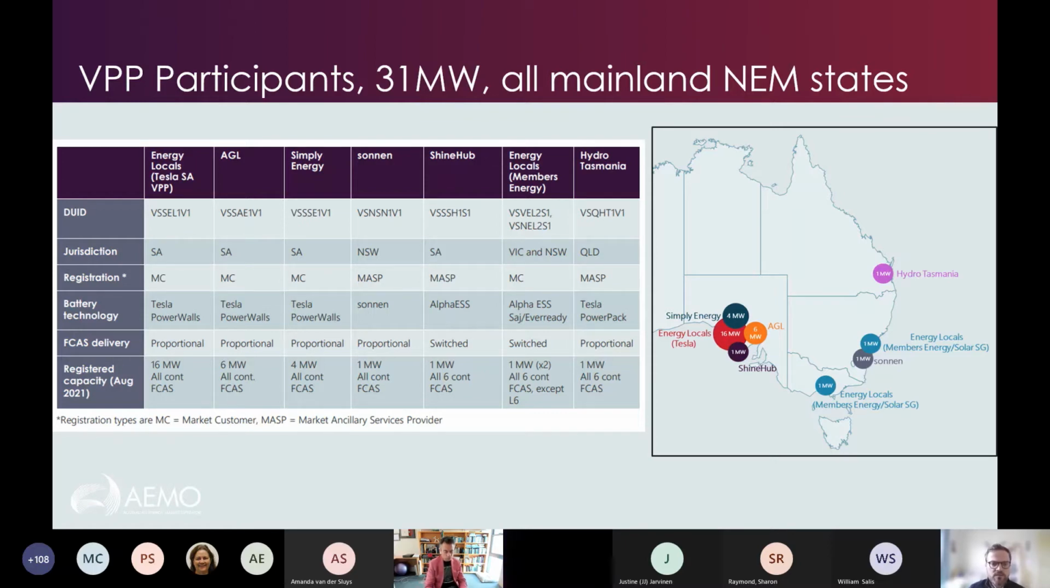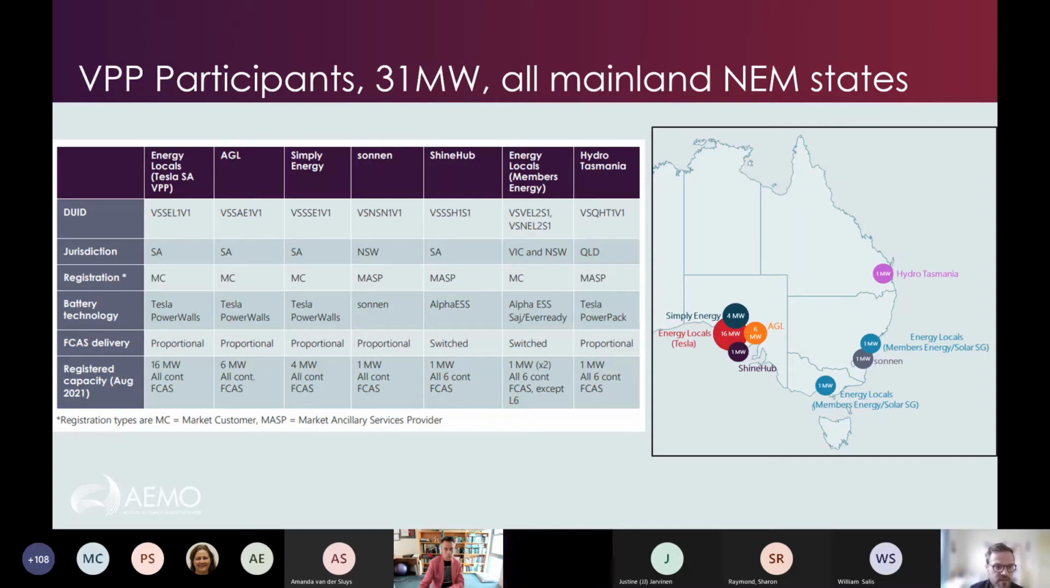And then we decided to extend the VPP demos. Originally, it was scheduled to run for a year, and we extended it by a further year. And as a result of that, we had a further 6 participating portfolios join. And this is across every mainland state.